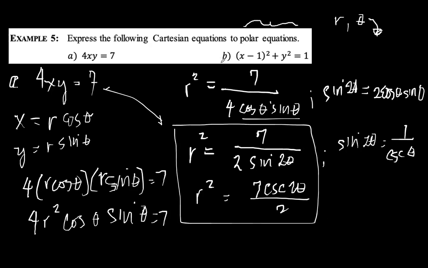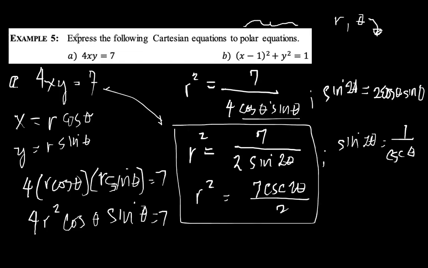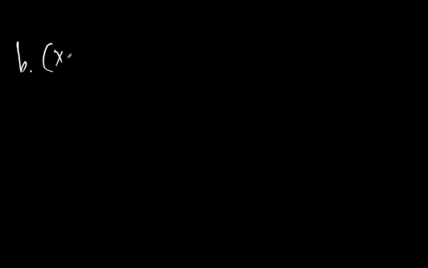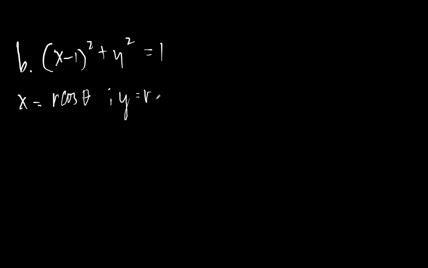And let's deal with letter B. You may pause the video and try to solve this first, okay? So let's have letter B. The given Cartesian equation is (x minus 1) squared plus y squared is equal to 1. And again, we are going to make use of these equations, x is equal to r cosine theta, and y is equal to r sine theta. So let's substitute.